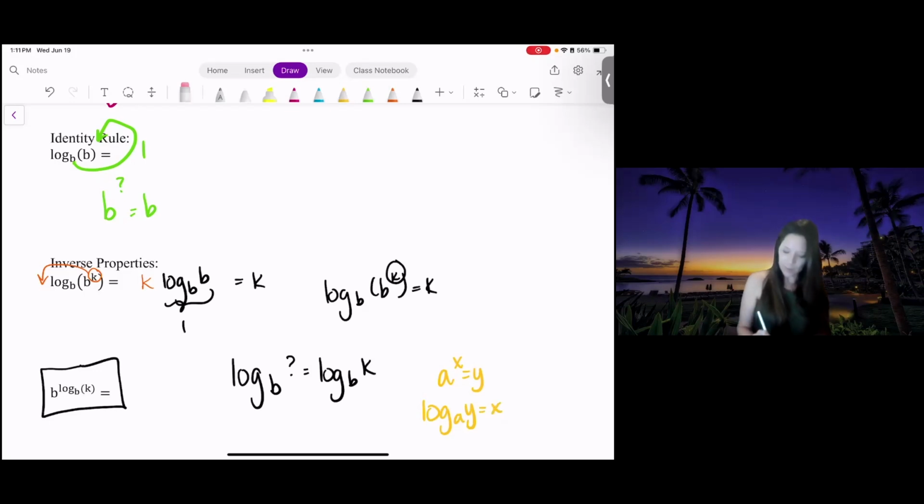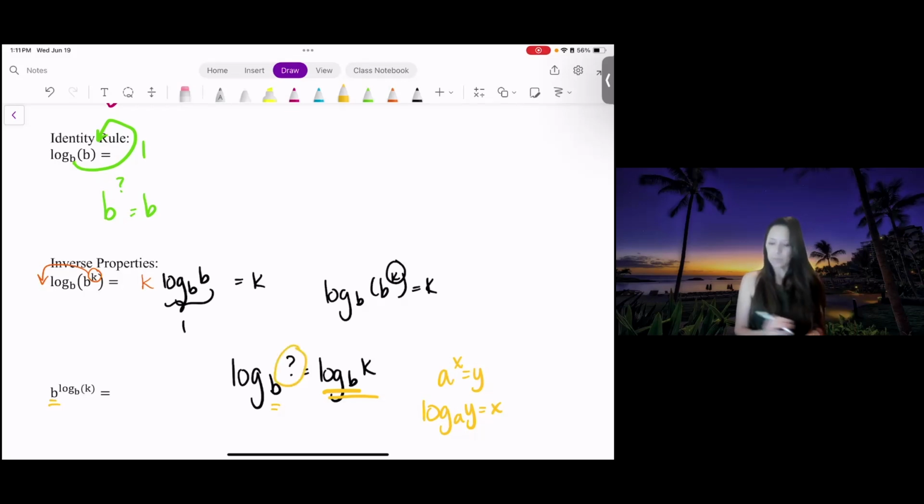So here, the base becomes my logarithmic base. And then my exponent becomes the right-hand side of the equal sign over here. And then whatever my original logarithm is would be here. So log base b, how do I make these two match? It's a k that's missing. So again, this is also k.